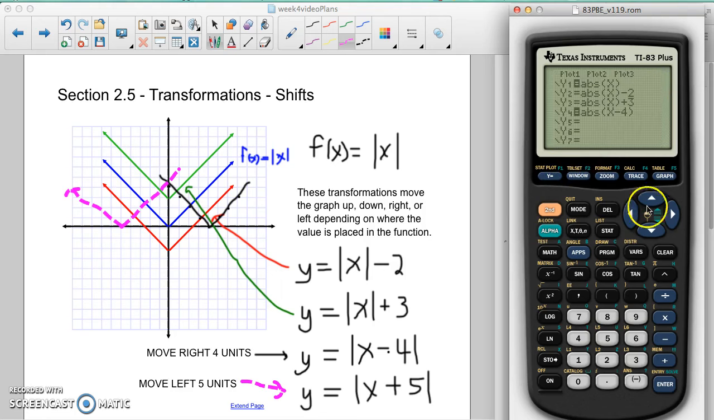And the opposite thing happens when it's plus. So absolute value of x plus 5 is going to move it left 5 units. There it is right there. And we can see that same graph here. So that's a summary of what transformations do to a graph. Moves it right, left, up, and down depending on what values are, how they're placed in the function.